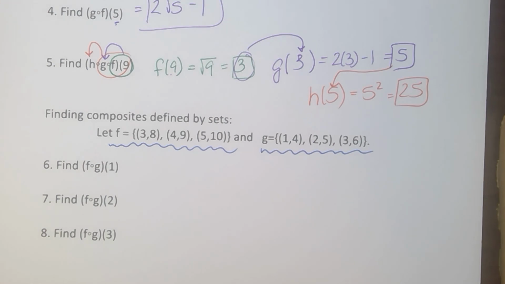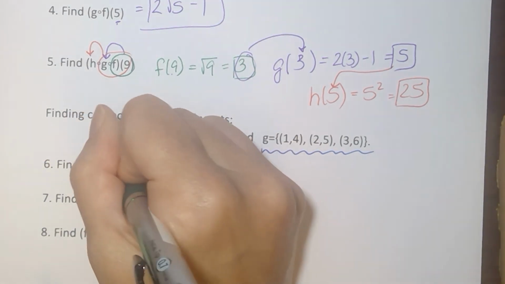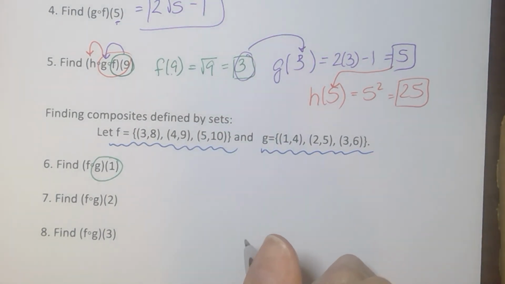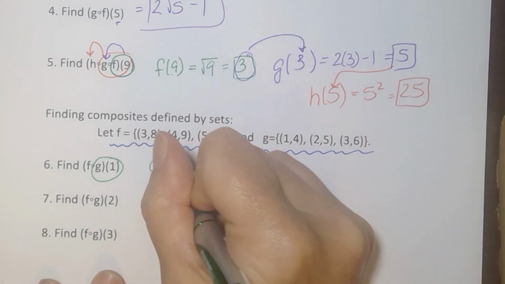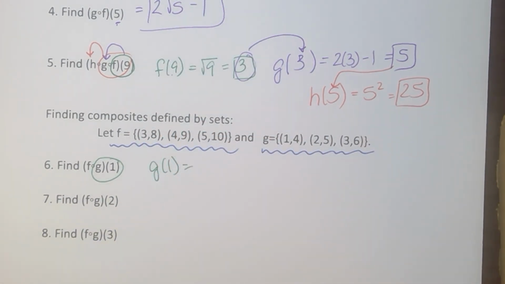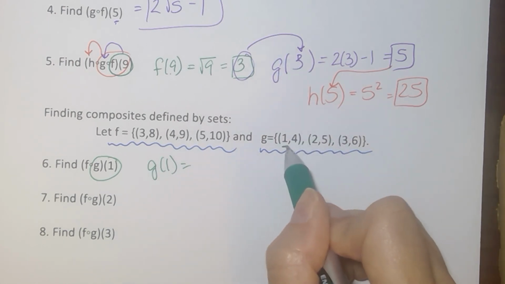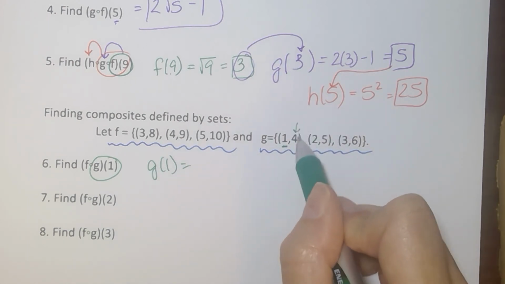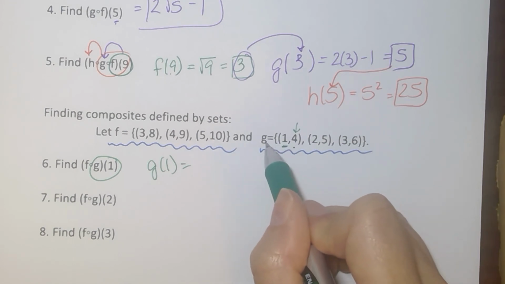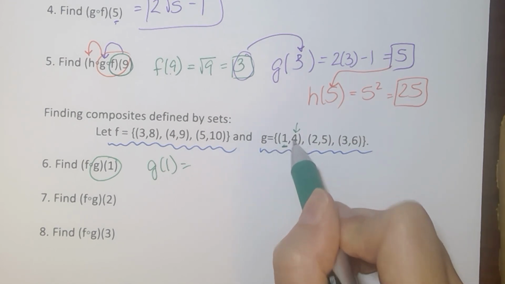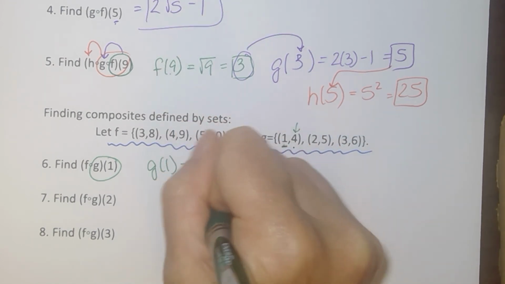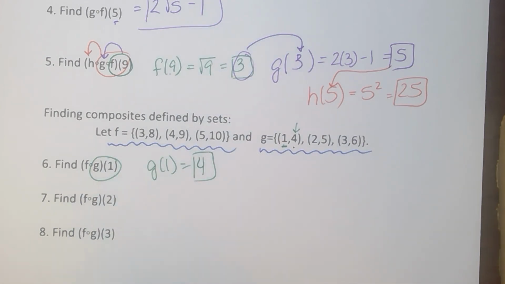Remember our order. I'm going to find f composite g of 1. I start at the end. Well, what is g of 1? G of 1 starts as g of x, so I'm looking for where the x value is 1. Function g, x is 1, well, g of 1 is 4. The function value for g at 1 is 4. G of 1 is 4. That's the output of this first function.